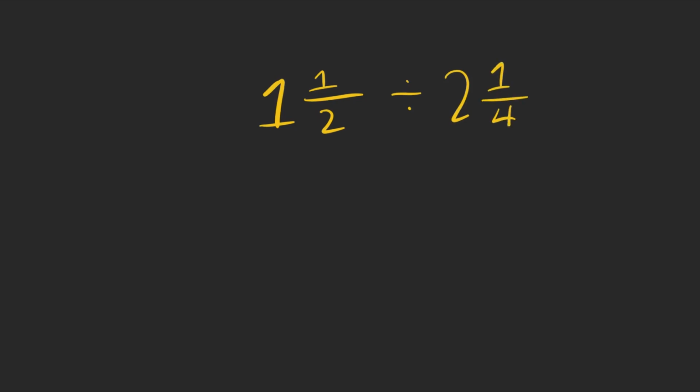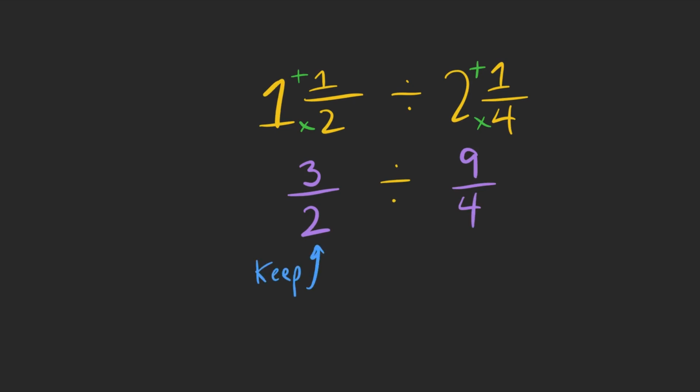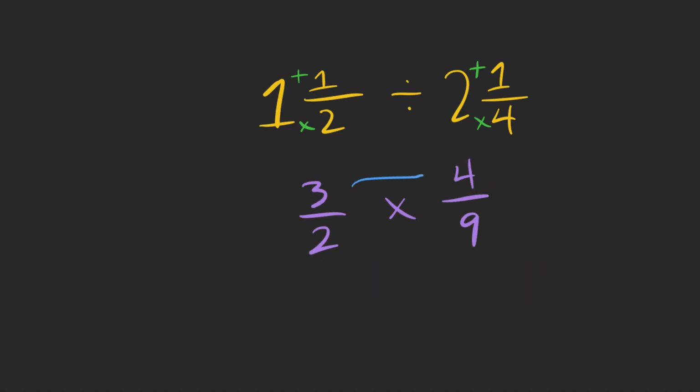All right, so step 1, you're going to convert both mixed numbers. So the first one, we're going to do 1 times 2 is 2. 2 plus 1 is 3. So 1 1/2 equals 3/2. All right, second one. 2 times 4 is 8, and 8 plus 1 is 9. So 2 1/4 equals 9/4. Now remember, when we're dividing with fractions, we just use keep, change, flip. You keep the first fraction, you change the division sign to multiplication, and you flip the second fraction, using its reciprocal. So 3/2 times 4/9.